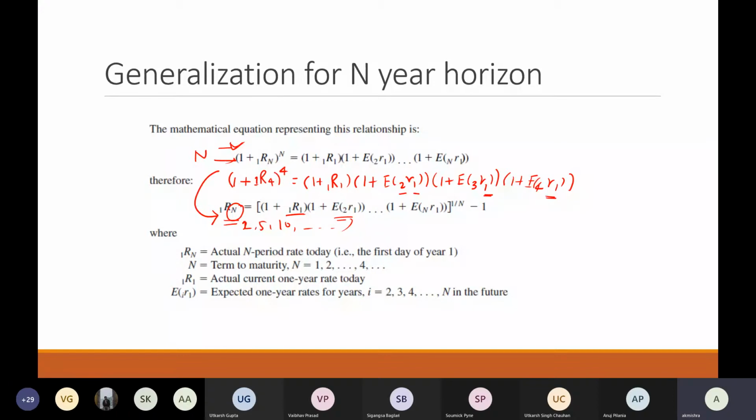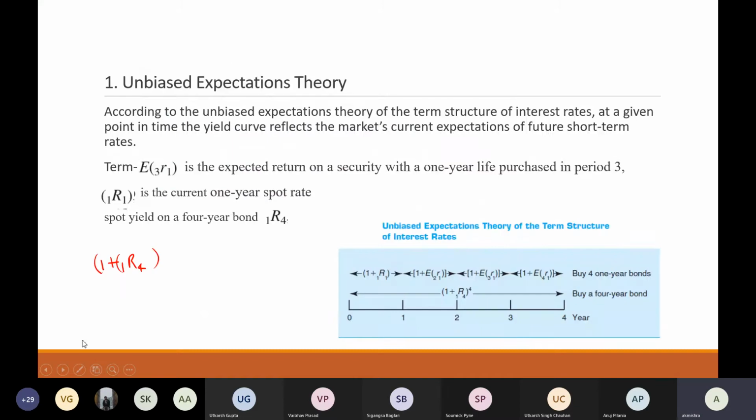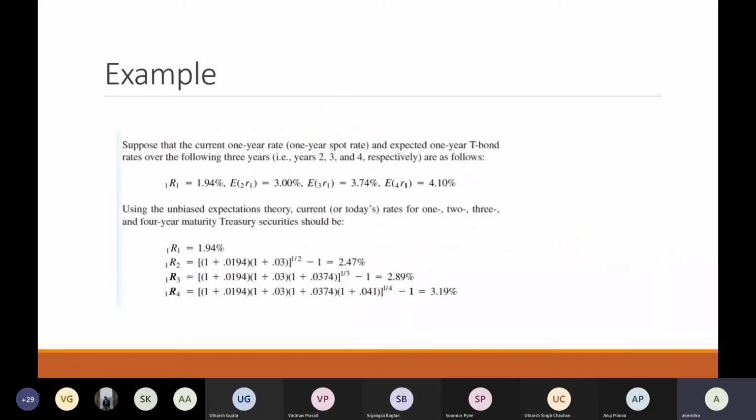So this is what we call the unbiased expectation theory. It means investors are going to be indifferent between buying today an n-time-period maturing instrument versus a 1-year maturing instrument, having n different instruments. So this is what we call it.